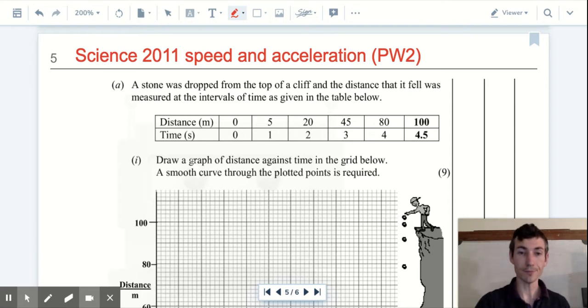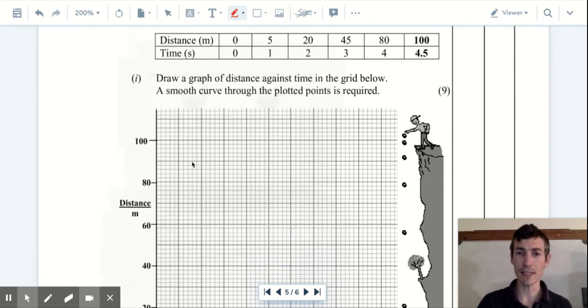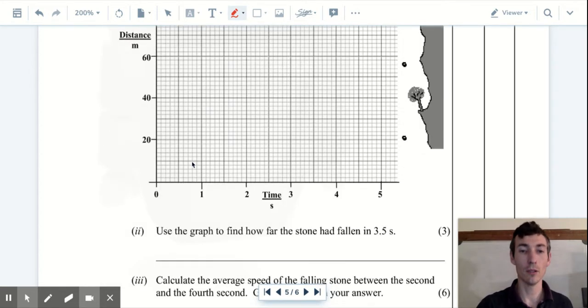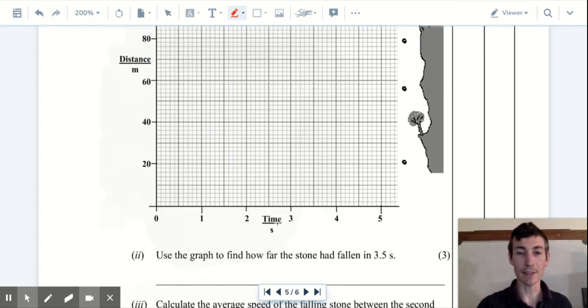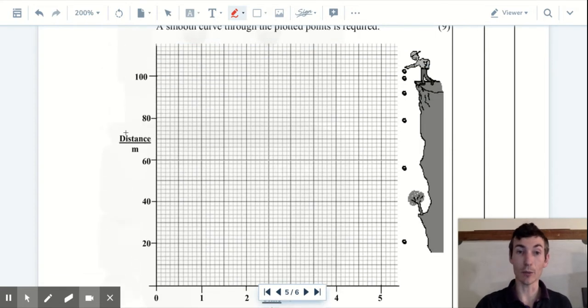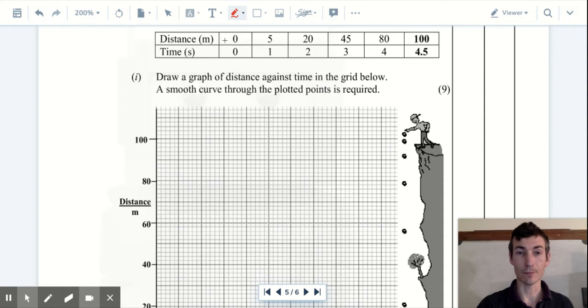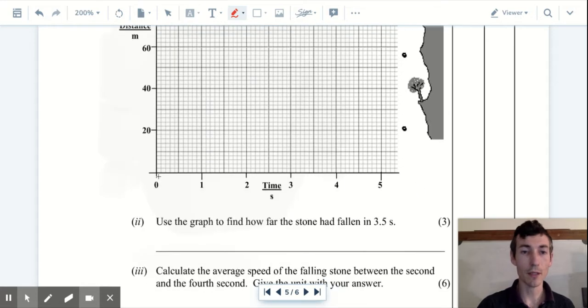Part 1. Draw a graph of distance against time in the grid below. A smooth curve through the plotted lines is required. Okay, on the x-axis here, we've got time. On the y-axis, we've got distance, and they have given us our scale. First point, our time is at 0 seconds, distance 0 meters. Okay, so there is 0 seconds, and there is 0 meters.